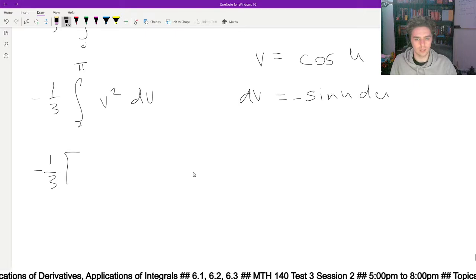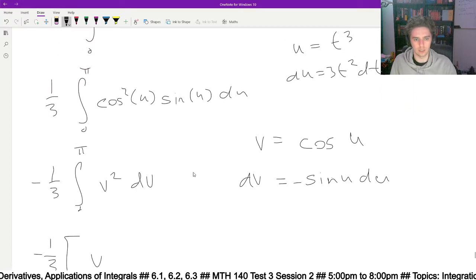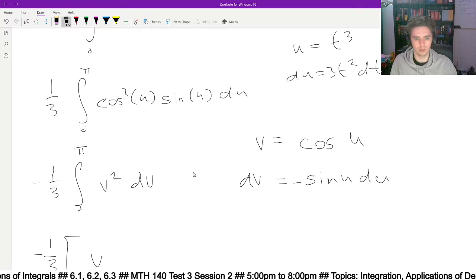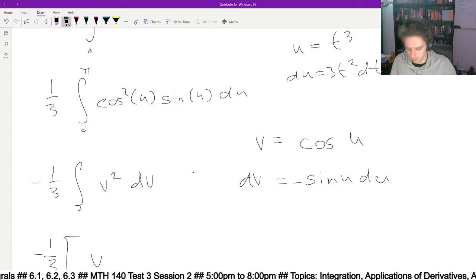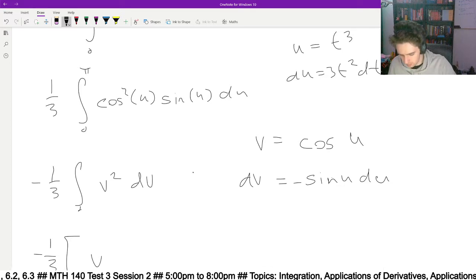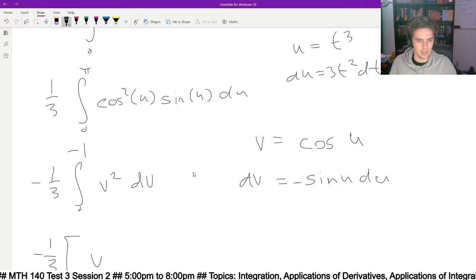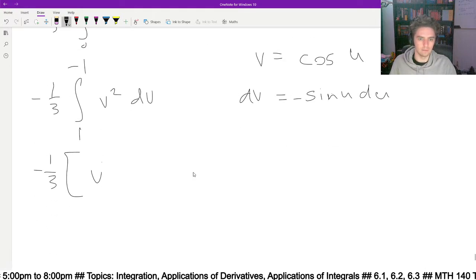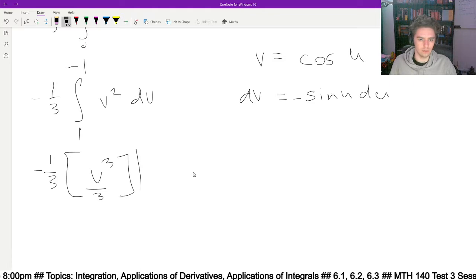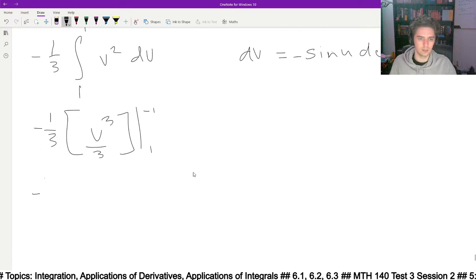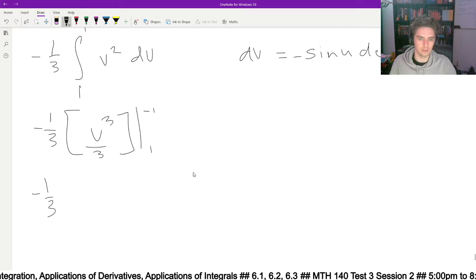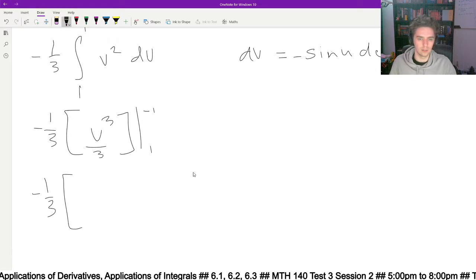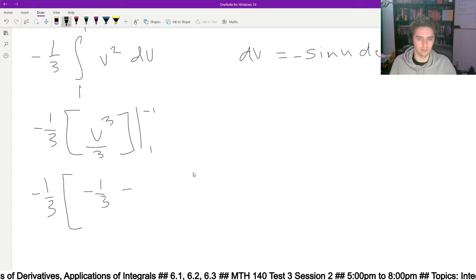Okay, so now we just evaluate the integral. It's going to be v. Oh, I have to change the bounds too. Sorry. So v equals cos u. So cos of pi is -1, makes sense. And cos of 0 is 1. So we're going from 1 to -1. So v cubed over 3 from 1 to -1. That's -1/3 minus 1/3.